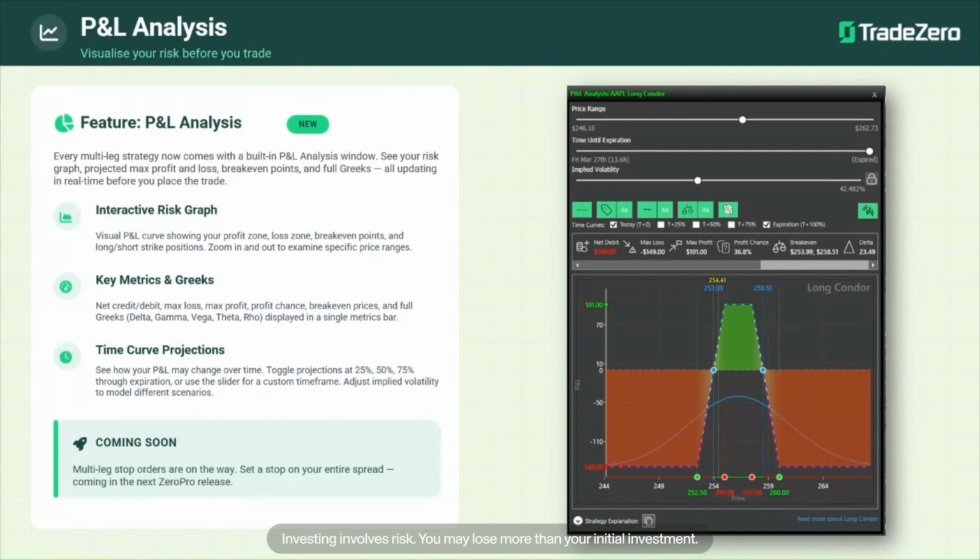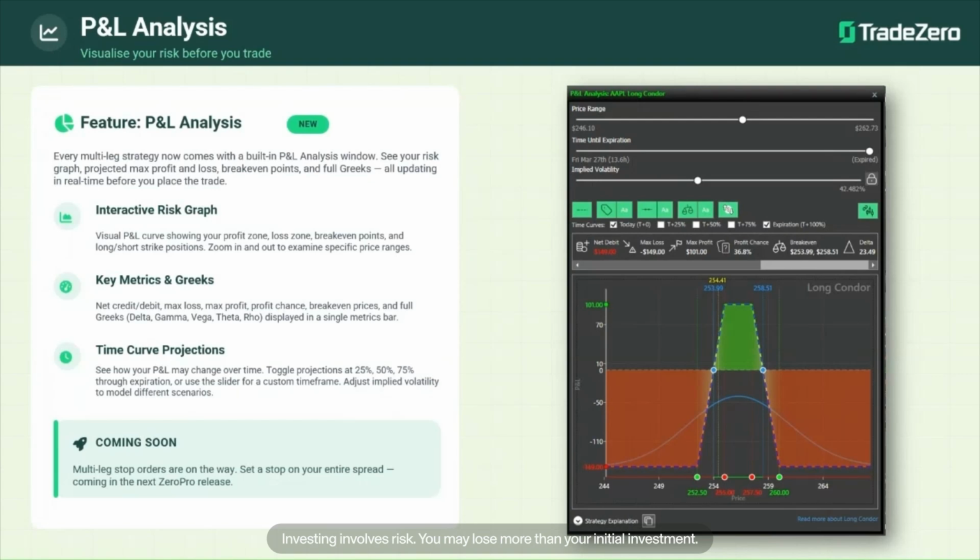And it essentially is a tool that allows you to see your P&L analysis over time, taking into account the price of the underlying may fluctuate as time goes on. Essentially, it's an interactive risk graph. It shows you your max loss, your max profit, your profit chance, where your break-even points are, and your net debit or net credit, depending if you're selling or buying the spread.